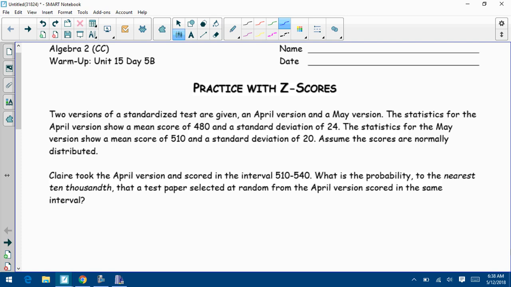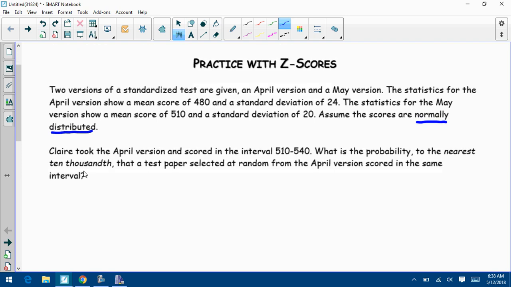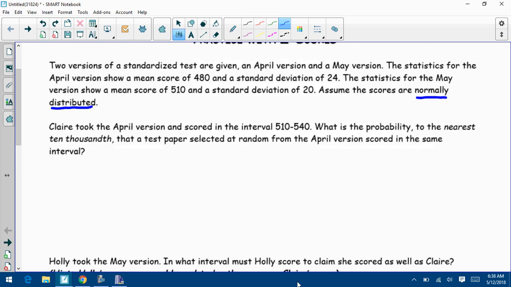2 versions of a standardized test are given, an April version and a May version. The statistics for the April version show a mean score of 480 and a standard deviation of 24. The statistics for the May version show a mean score of 510 and a standard deviation of 20. Assume the scores are normally distributed. So remember, when we do normally distributed, I'm always allowed to use that bell curve. Okay, first question. Claire took the April version and scored in the interval 510 to 540.